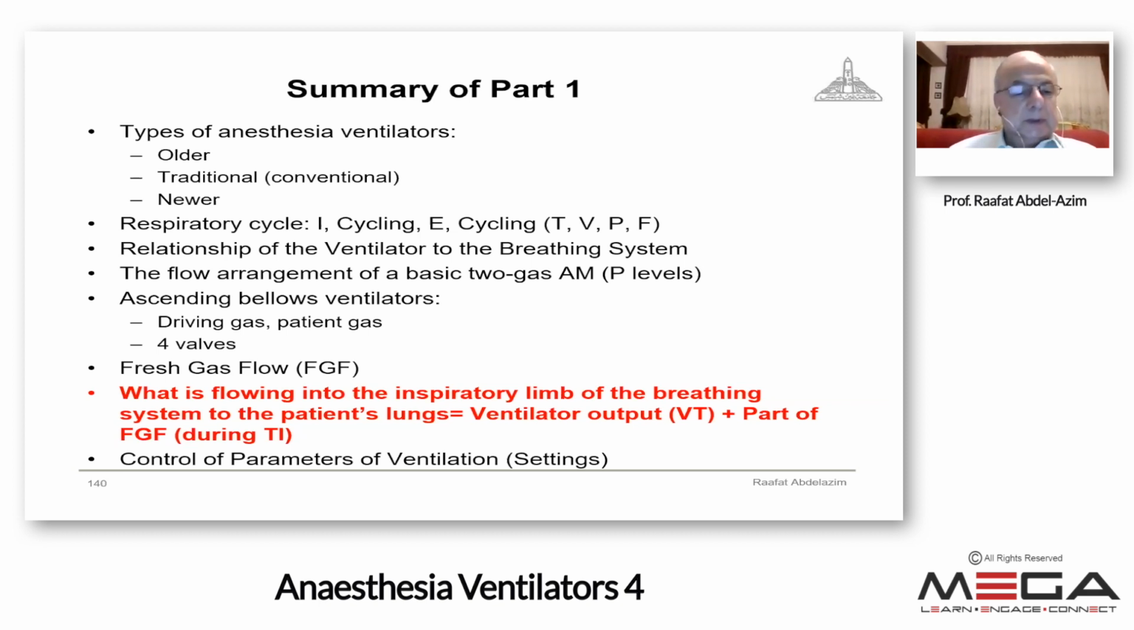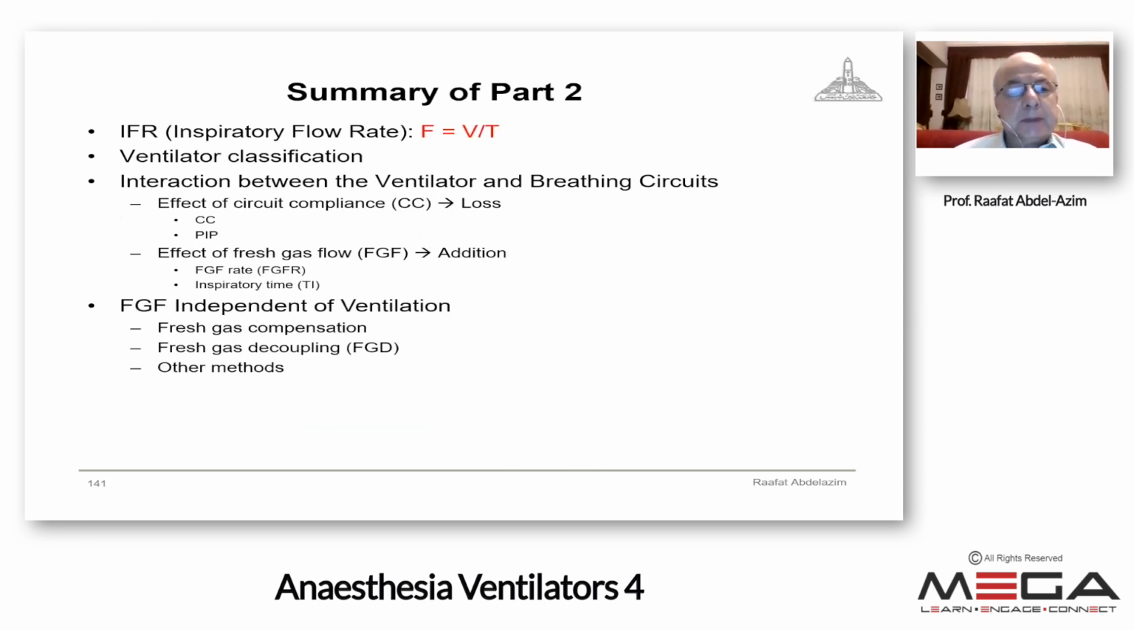After that, we know the parameters of ventilation or the settings. In part 2, we know what the inspiratory flow rate of the ventilator is, the classification of the ventilators, and what the interaction between the ventilator and the breathing circuits is. The tidal volume is subjected to reduction by the circuit compliance, affected by the peak inspiratory pressure, and the effect of gas flow is added depending on the inspiratory time and how much the fresh gas flow is adjusted.